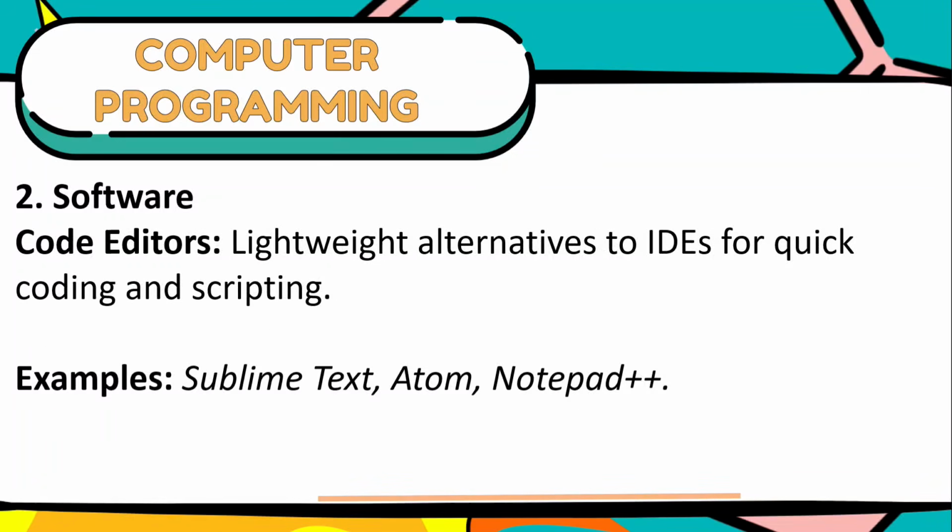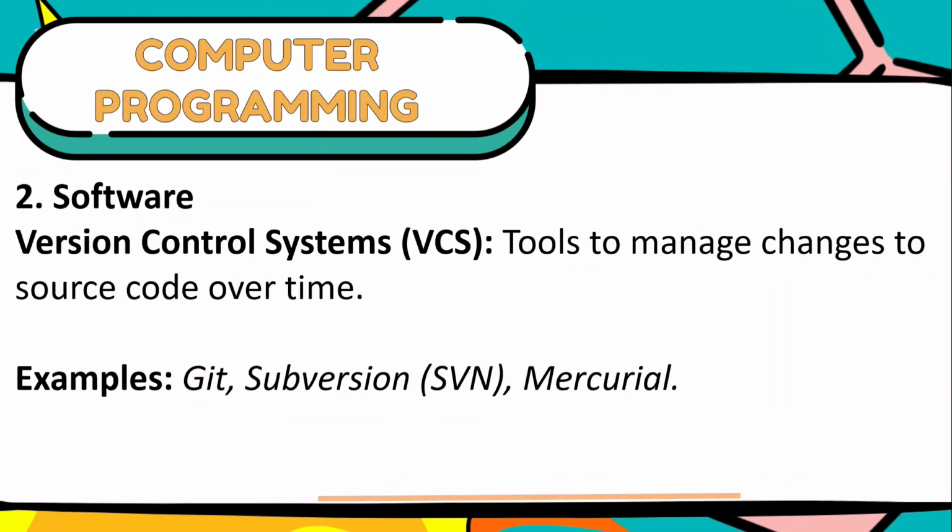Code editors. It is a lightweight alternative to IDEs for quick coding and scripting. Examples are Sublime Text, Atom, and Notepad. Version Control Systems, or VCS. It is a tool to manage changes to source code over time. Examples are Git, Subversion or SVN, and Mercurial.